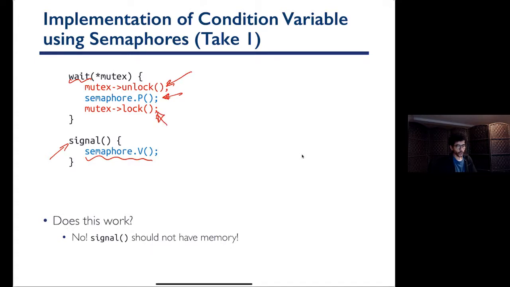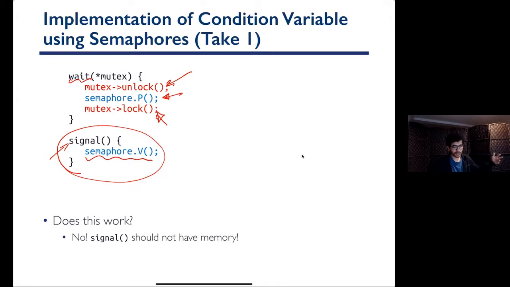So does this work? The answer is no. The reason this doesn't work is because this semaphore is going to have memory. And this is against what we said, that condition variables don't have memory. So in this implementation, this condition variable will have memory.